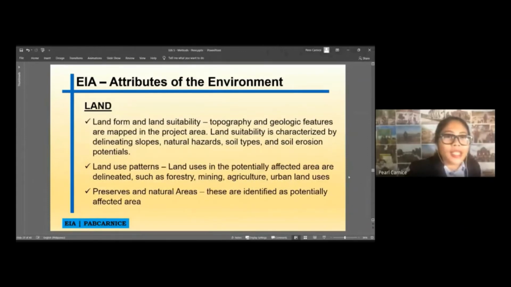Of course, for the land, we have to include landform and land suitability. We also have land use patterns, as to what is the current land use pattern of the area where your project will be located. Of course, we also have to consider preserves and natural areas.